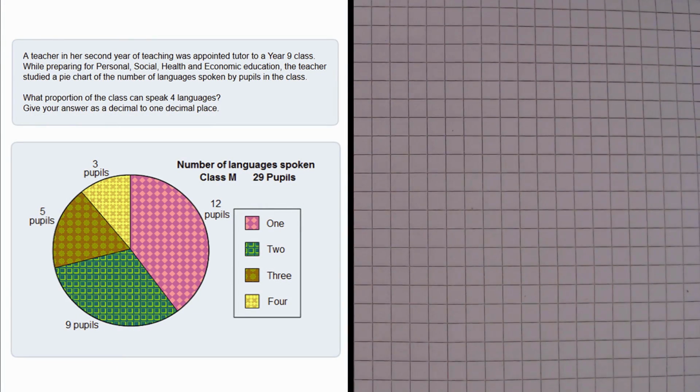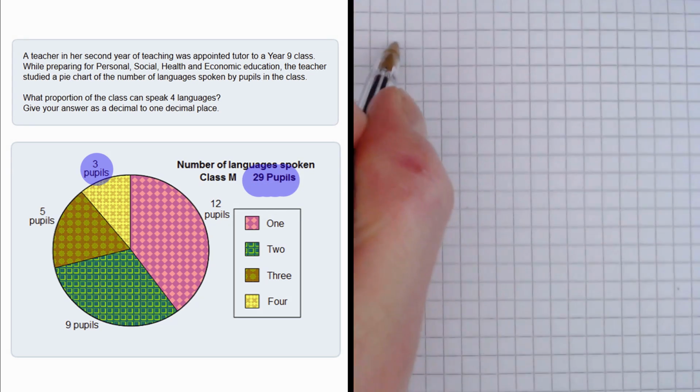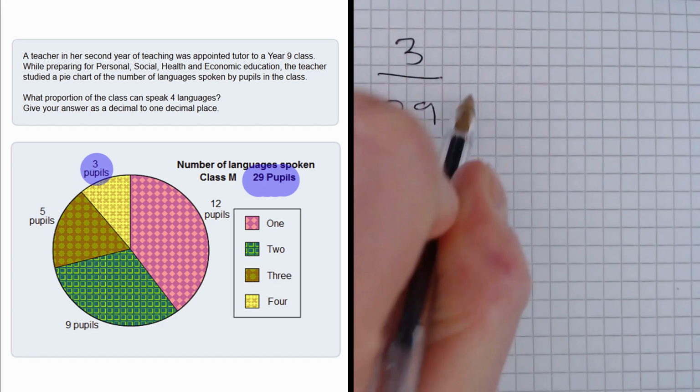In this question we are asked to find the proportion of the class that can speak 4 languages. Now if we look to the pie chart here, we can see that it is the yellow sector that represents students who can speak 4 languages. And we can see that there are exactly 3 pupils out of a maximum of 29. We can see here that there's 29. So the proportion is 3 out of 29.